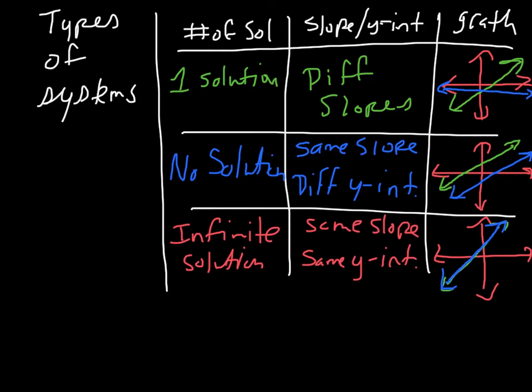That's the different types of systems of equations. We've now pretty much covered all of the systems of equations, and those are the types and 3 different ways to solve them as well.